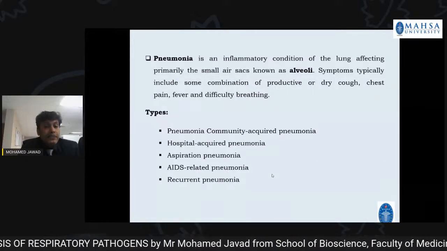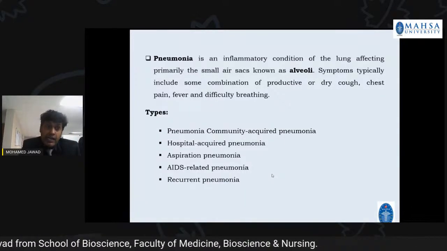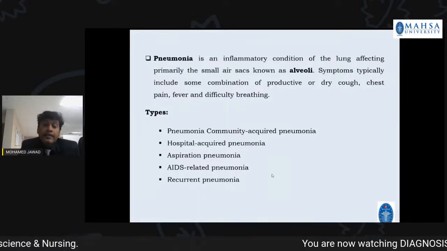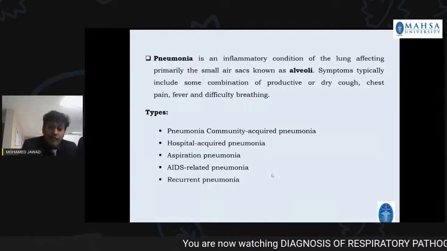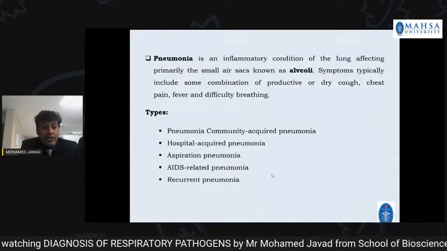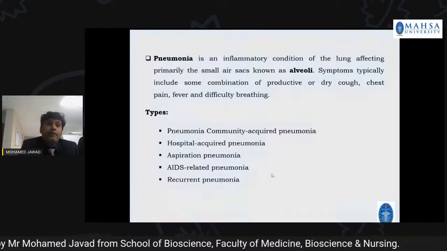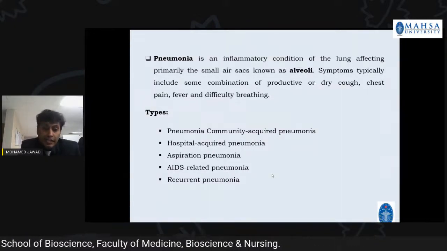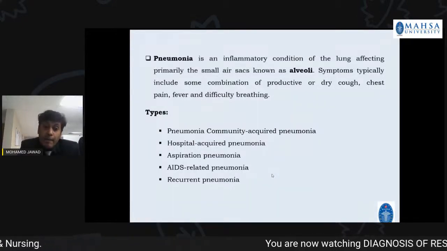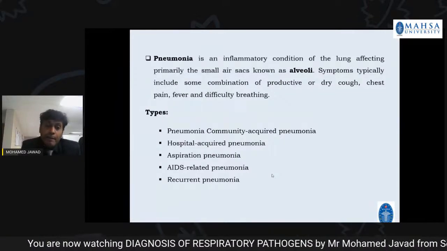The next one is aspiration pneumonia, where food, air or vomit is inhaled and enters the lungs. Next is AIDS-related pneumonia, a life-threatening disease caused mainly by Pneumocystis carinii, Haemophilus and cryptococcosis. Then recurrent pneumonia, which means 2-3 episodes of pneumonia in a year, based on the immune status of the patient. In a person with a weaker immune system, it will come recurrently.